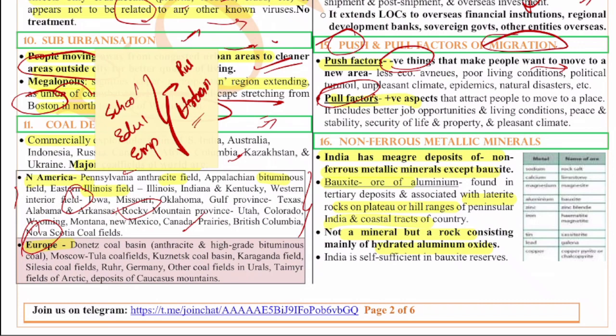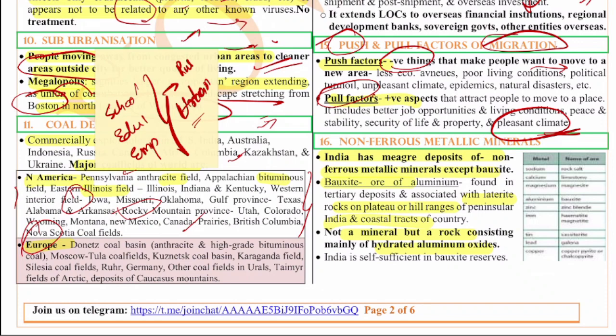So these are the push factors. The better living conditions, the pleasant climate, all of these things come under the pull factor, not push factor, the pull factor. Because these are the ones that are pulling people from one area to another. Right? So this is about the push and pull factors.